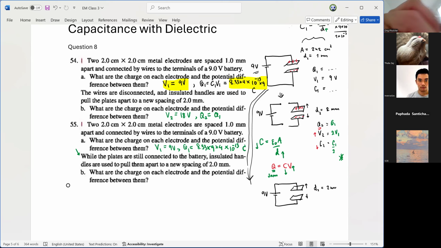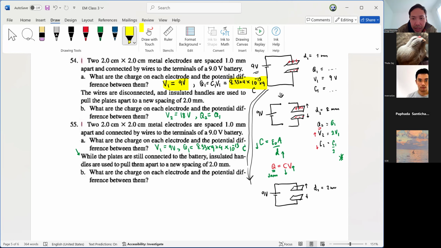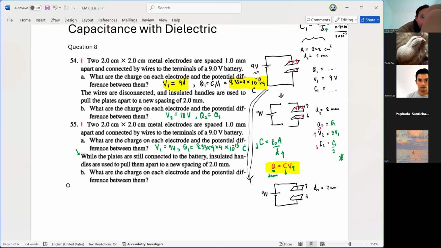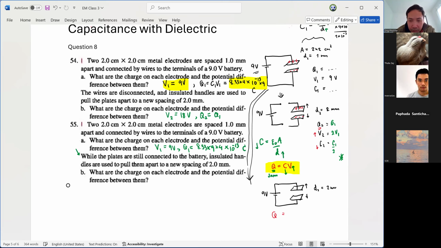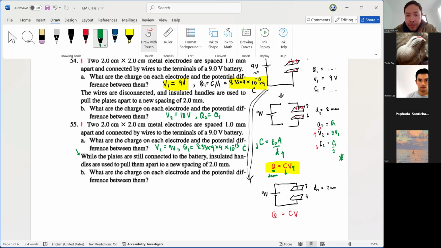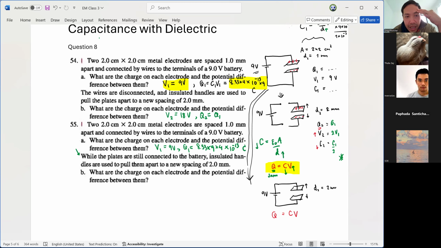So now let's look back at this formula again. Q equals CV. In this situation, what changed and what remained the same? Is V gonna change or is Q gonna change? Now you know that because we increased D. Yeah, someone say something. A, what do you mean A change?